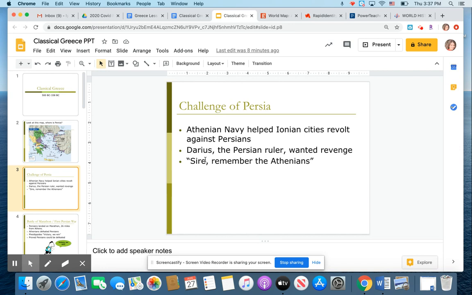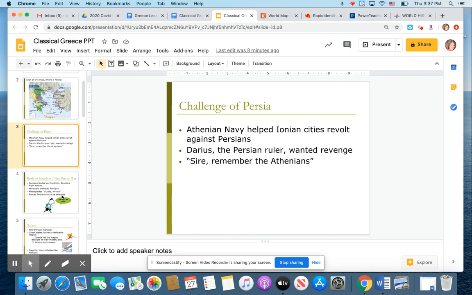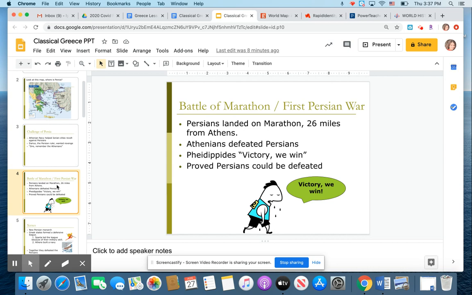And there's a great, great, great story that every night when Darius was being served dinner, the servant who laid dinner in front of him said, "Sire, remember the Athenians," just to keep him angry and ticked off and want to go get revenge. So he gets his revenge, or tries to get his revenge, at the Battle of Marathon. This is in the First Persian War. Persia is going to come and attack Greece.